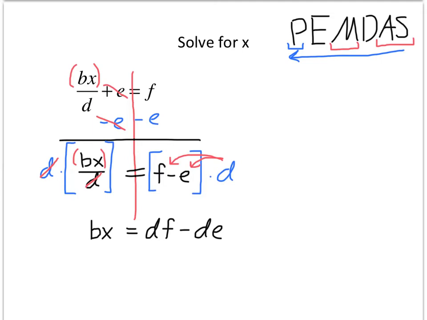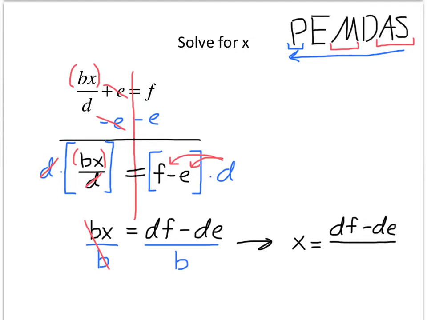And now we're almost done. There's only one more operation to deal with, which is this b. Because it's being multiplied, I'm going to do the inverse operation, which is division. So dividing by b, again, multiplication and division for the same variable, divide and cancel. So all I'm left with now, and if we come over here for our final solution, on the left-hand side is x equal to, and again, I can't simplify it at all because they're all different variables, so I'm just going to write df minus de all over b as our final solution.